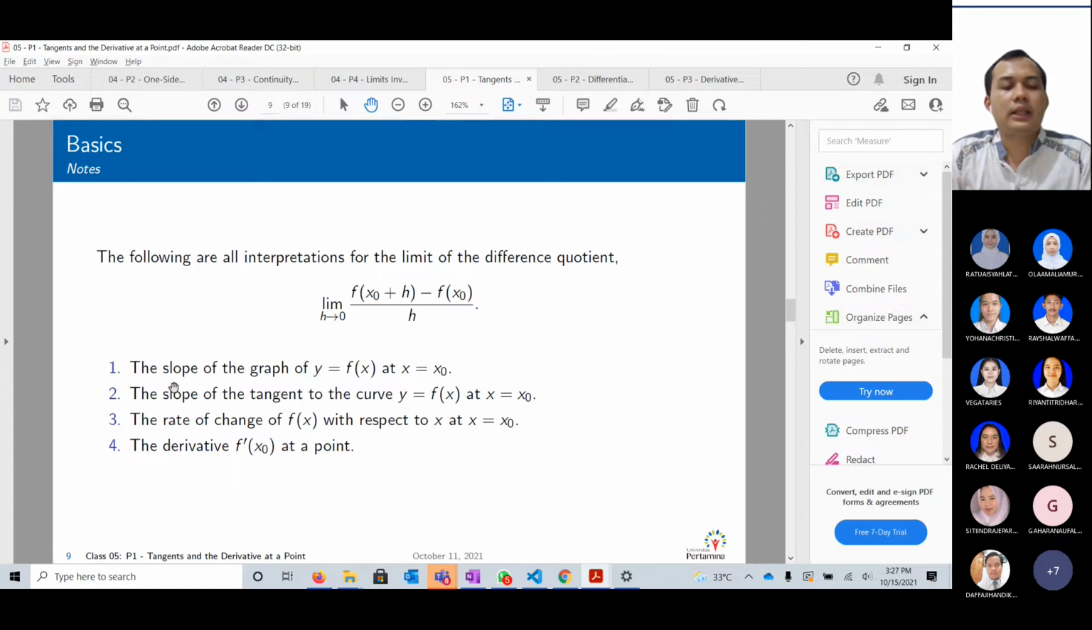Yang pertama adalah kemiringan dari graf dari suatu fungsi pada titik x0. Yang kedua adalah kemiringan dari garis singgung kurva pada titik x0. Yang ketiga adalah laju perubahan, ya, rate of change, dari nilai fungsi f of x pada titik x0. Jadi laju perubahan terhadap x saat x-nya sama dengan x0. Atau yang keempat adalah derivatif f prime x0 at a point.